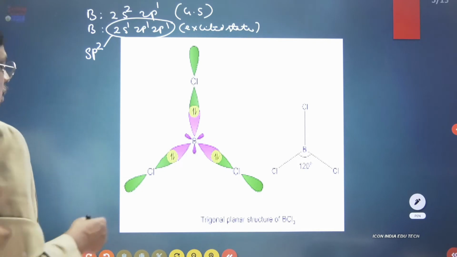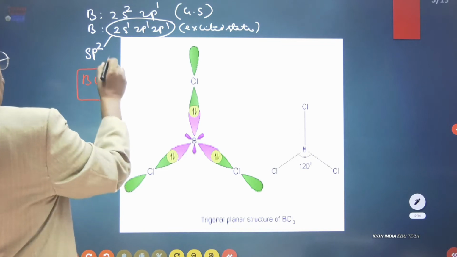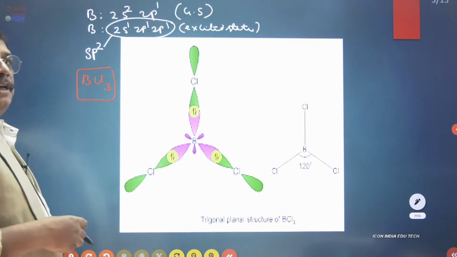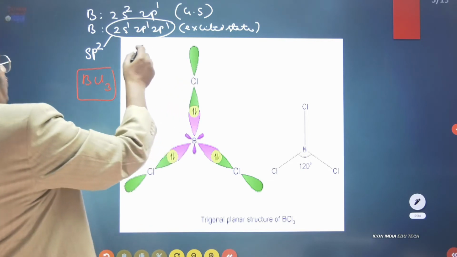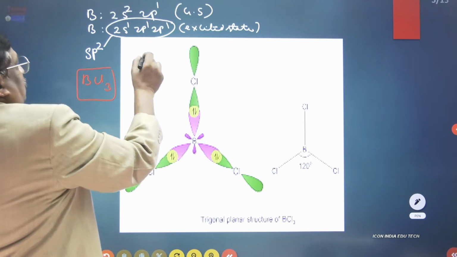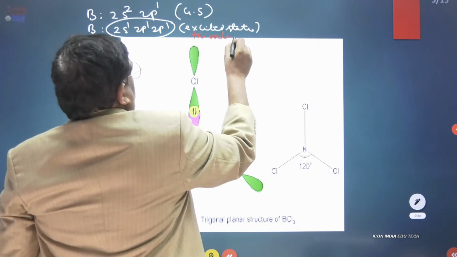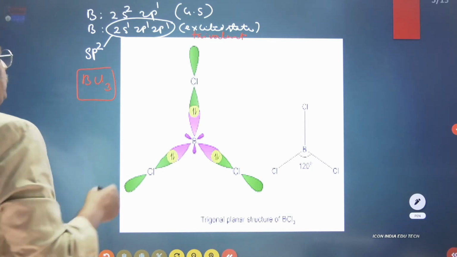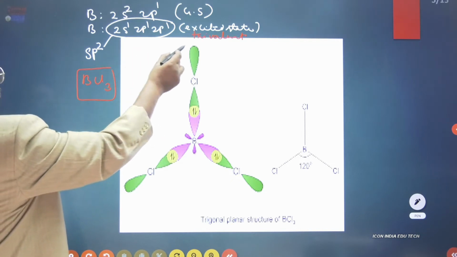Now boron trichloride, BCl3. Boron in the ground state has only 1 unpaired electron. That means it cannot form 3 bonds as given in BCl3. So in the excited state, electrons are promoted to p orbitals and 3 unpaired electrons are present here. That is the reason boron is trivalent, forms 3 covalent bonds. In the excited state, it is able to form 3 covalent bonds.